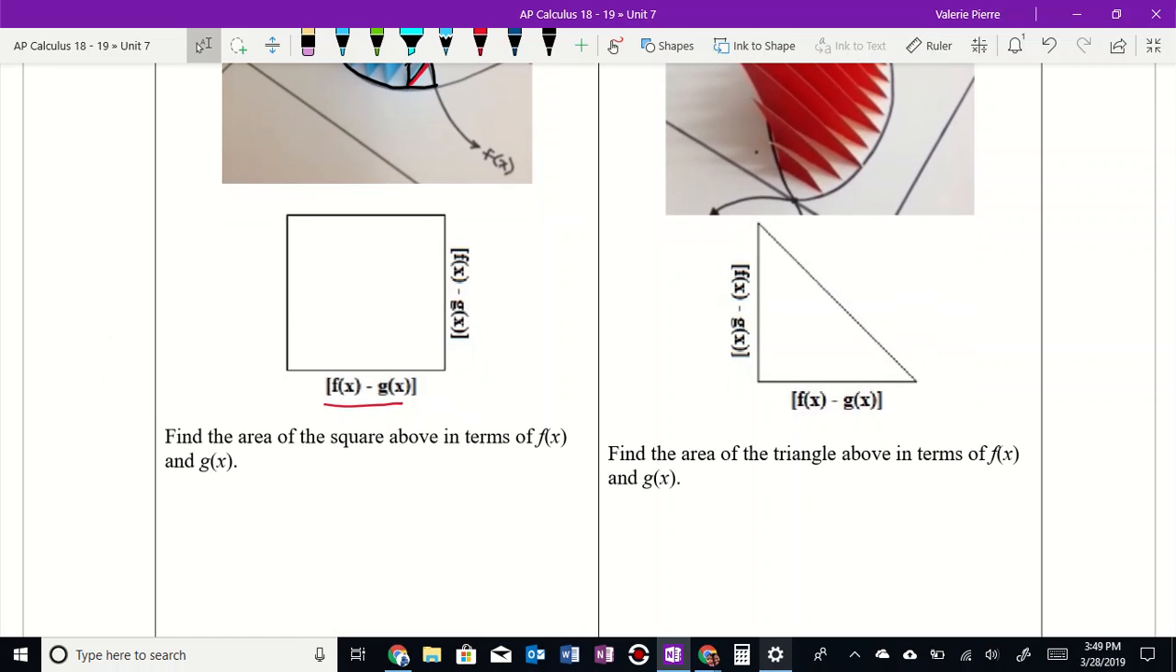And now we're going to find the area of this. We know that the area of a square is equal to the side squared. So that means our area is going to be f of x minus g of x, squared, right, because that's the cross section.